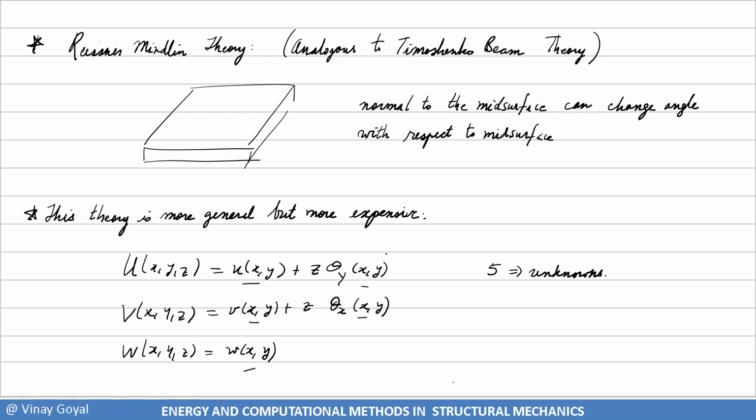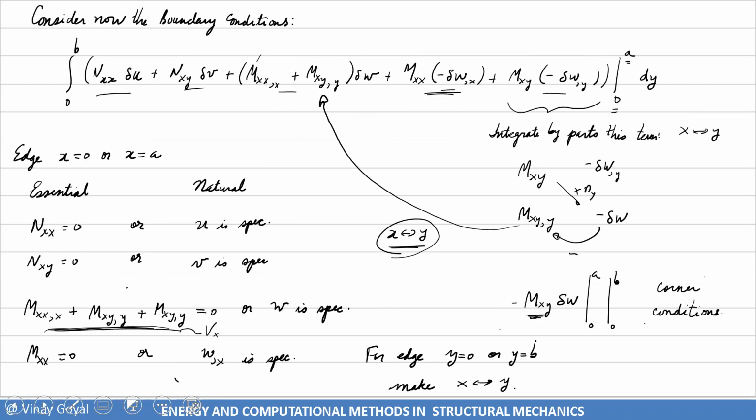You can recover Kirchhoff back by setting these to minus w comma x, of course. This is for Timoshenko, and this is for Kirchhoff, if you did that. So you get 5 governing equations as a consequence. And so there you go.